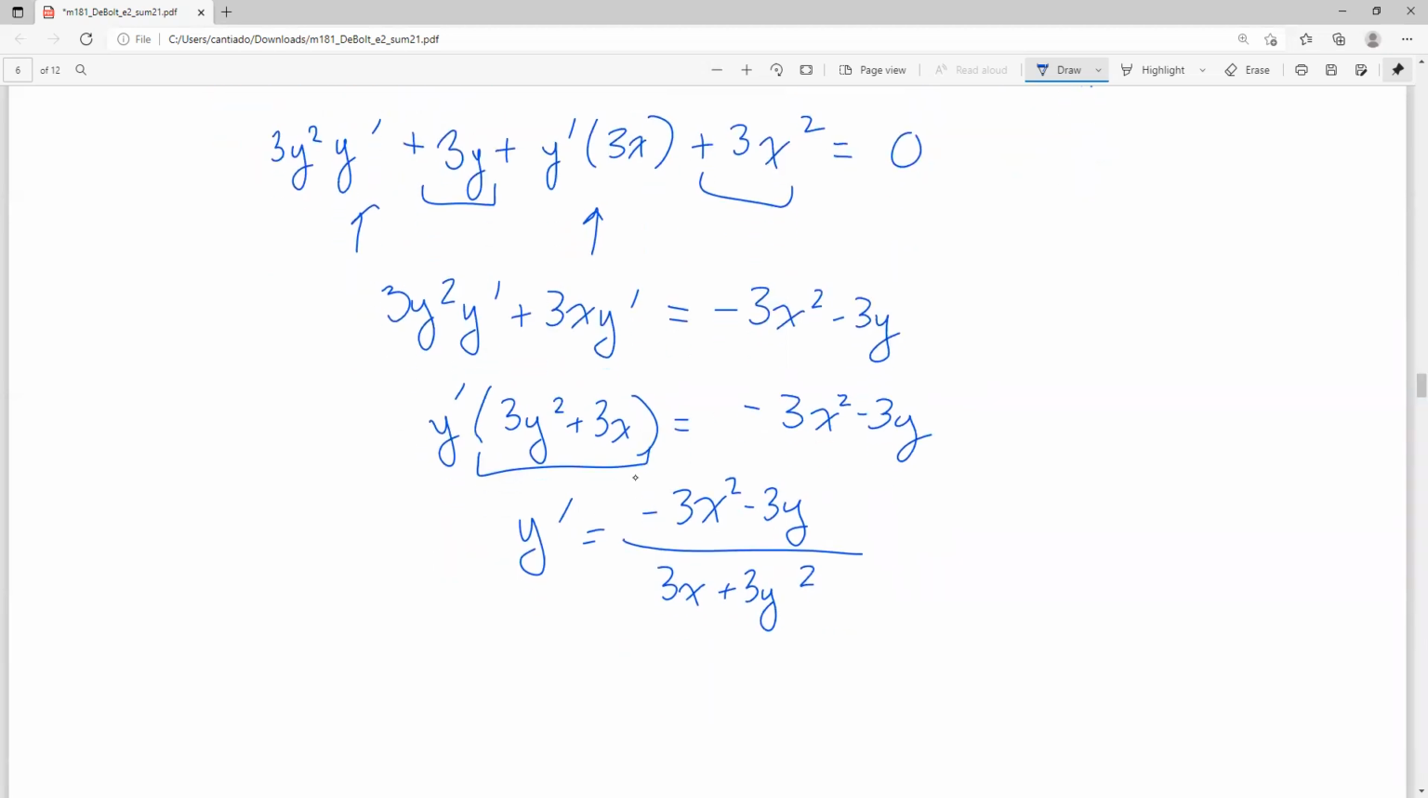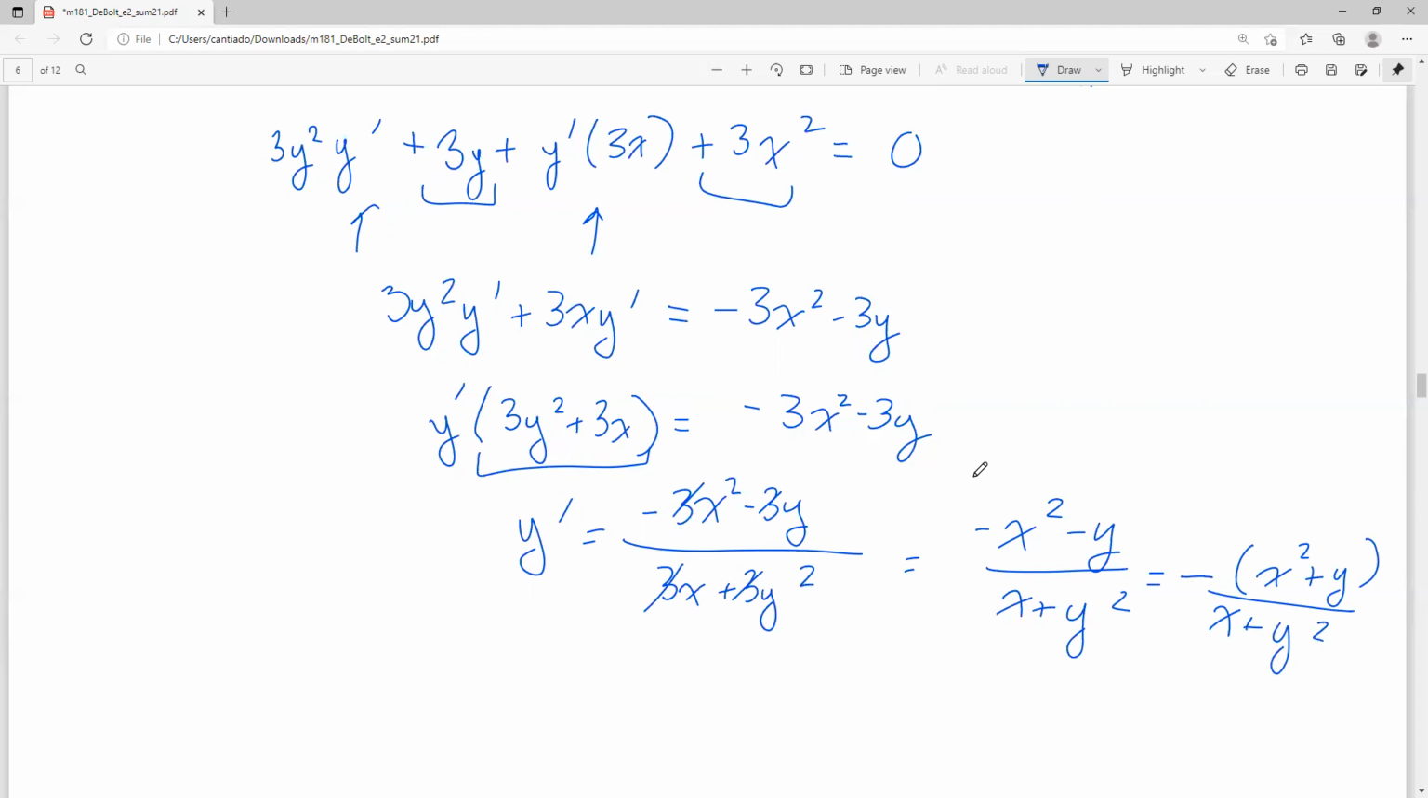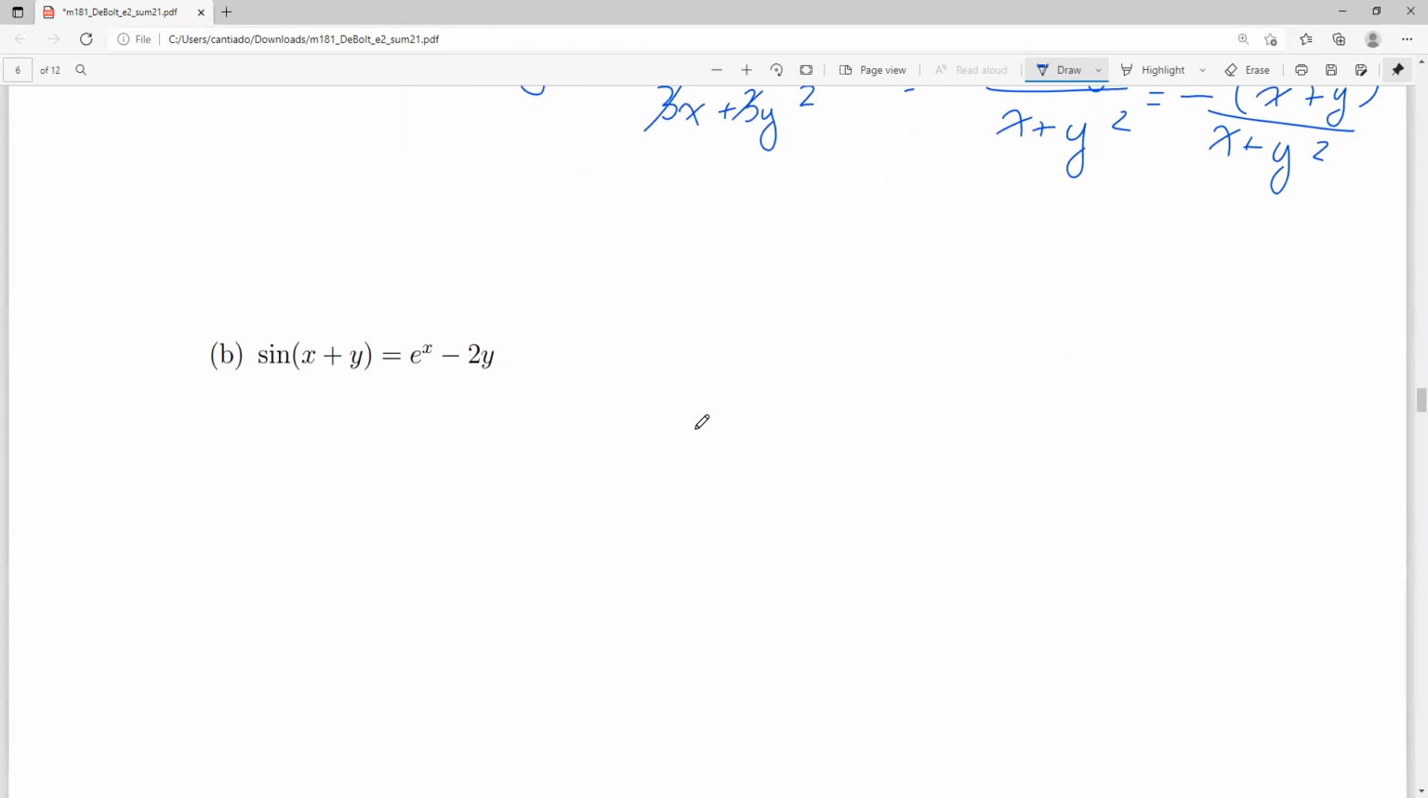You can actually simplify this further. Since every single term on the numerator and the denominator is a multiple of 3, we can cancel out the 3's. And this will give us our final answer, minus x squared minus y all over x plus y squared. Right? And even if you want to bring out the negative from the top, you'll get negative x squared plus y all over x plus y squared. That might look nicer to you, but yeah, that's your answer. Very straightforward process.